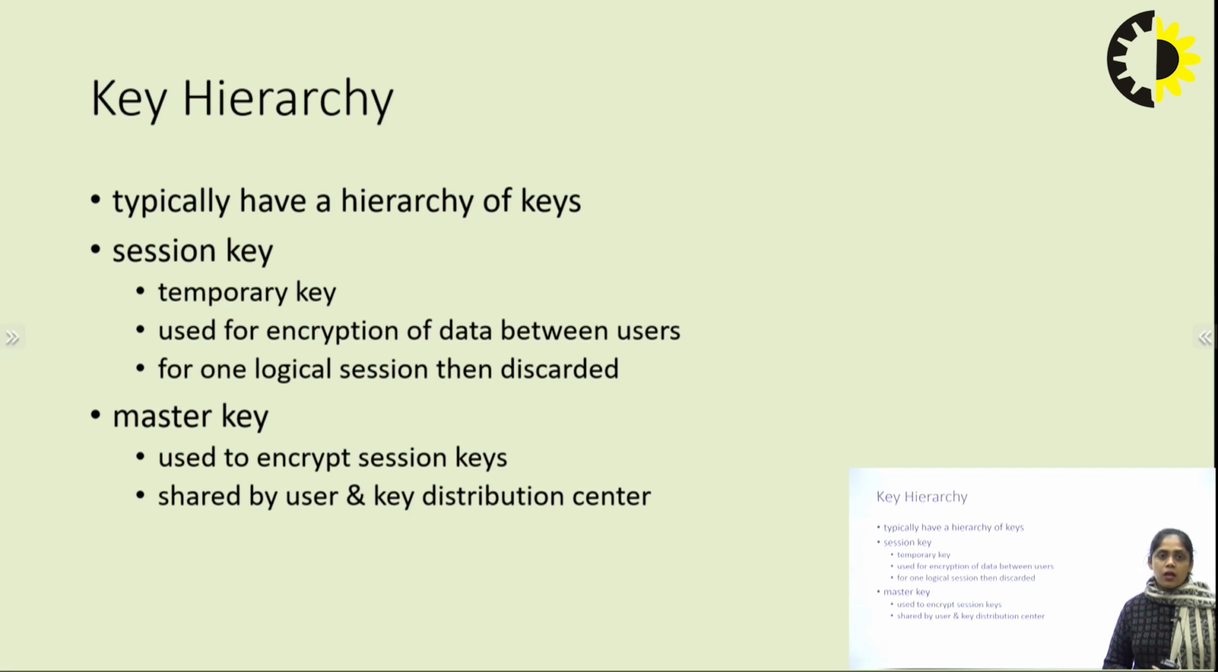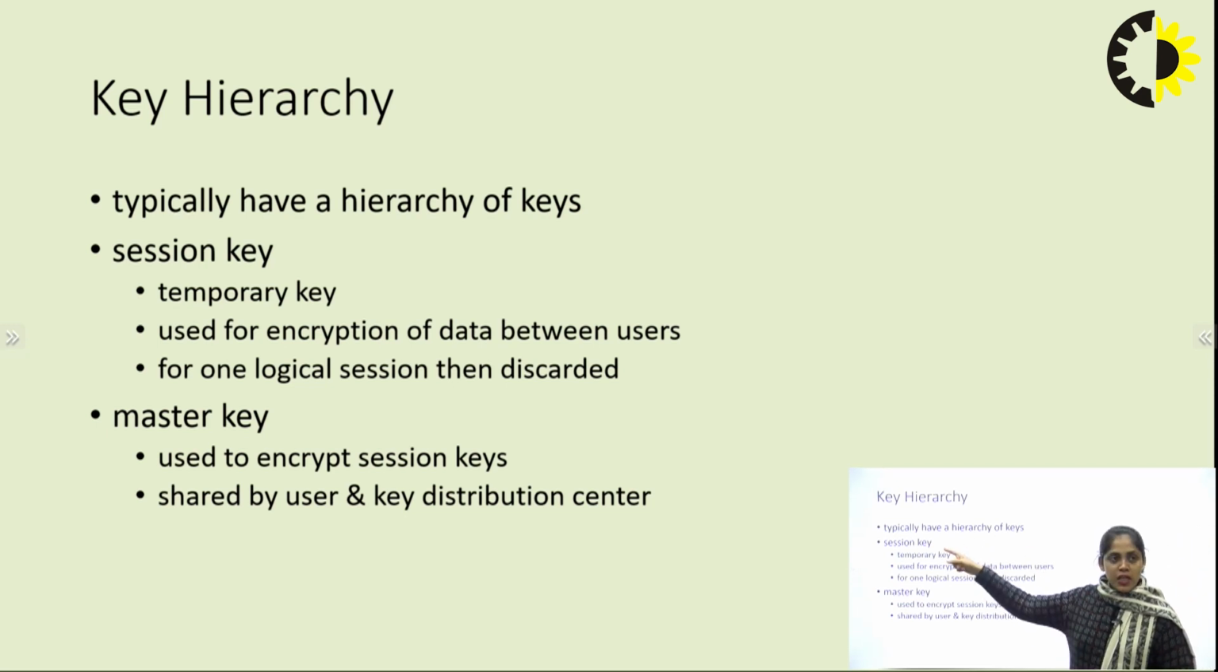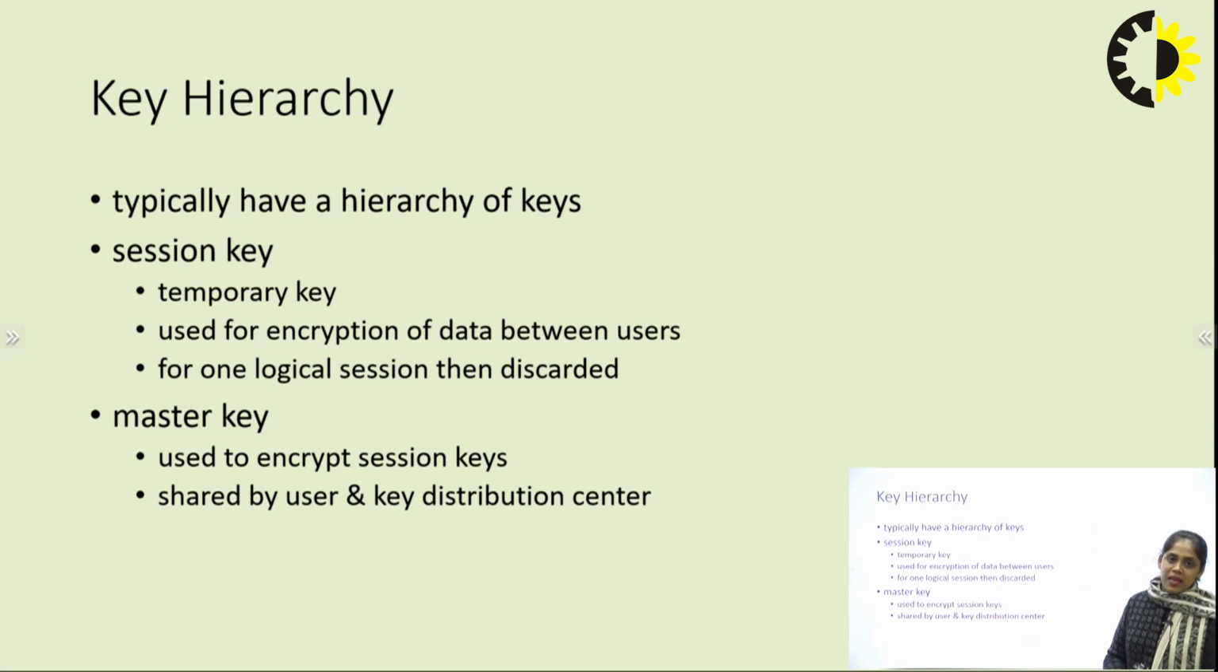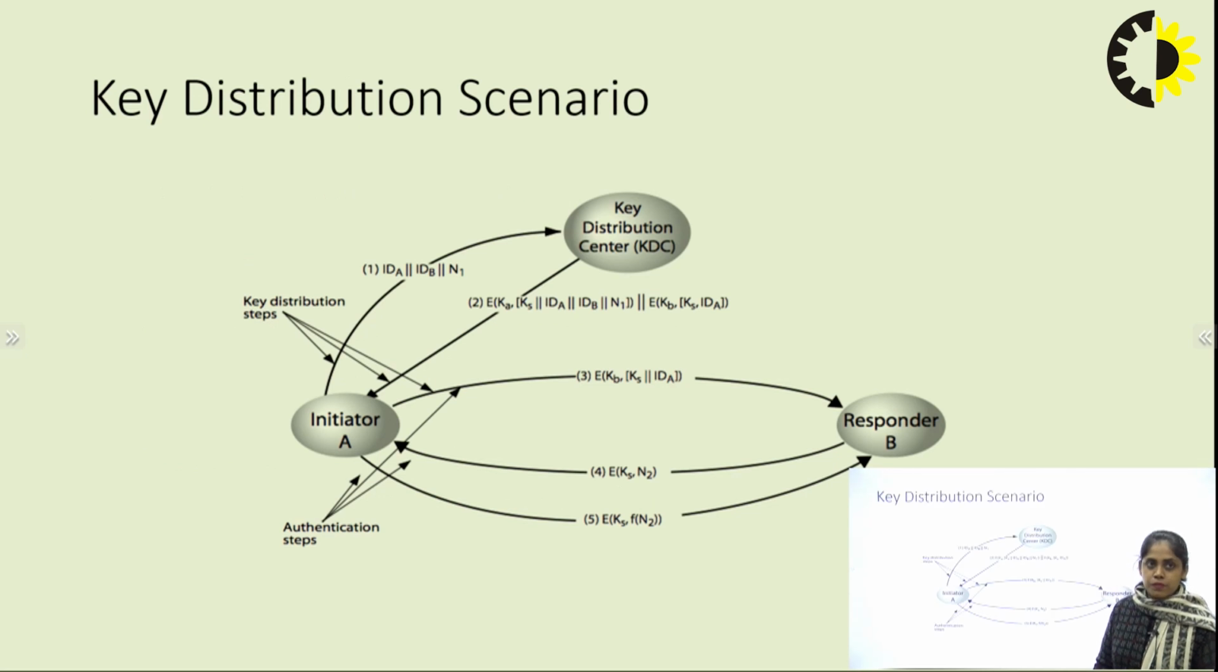So the key hierarchy is required before that. Typically we have a hierarchy of keys. The session key is a temporary key used for the encryption of data between users for one logical session, then it is discarded. Second one is the master key. It is used to encrypt the session keys shared by the user and the key distribution center. So these two kinds of keys, the session key and the master key, will play a very important role in our key distribution scenario.